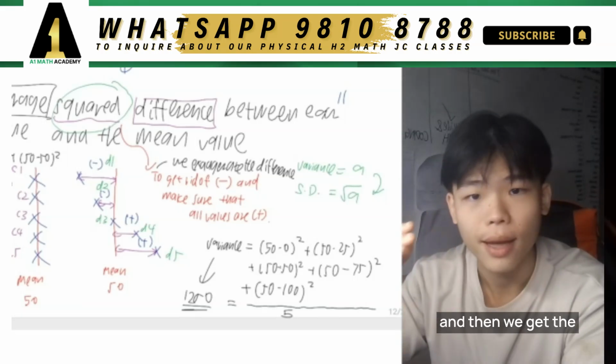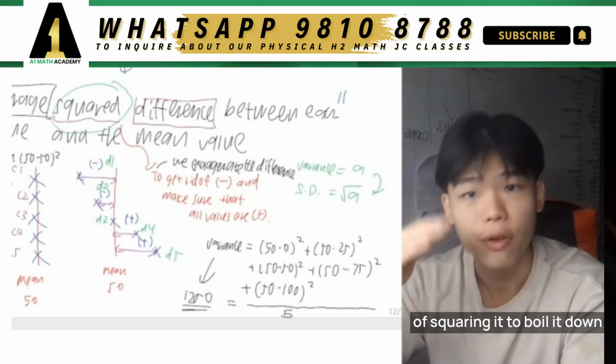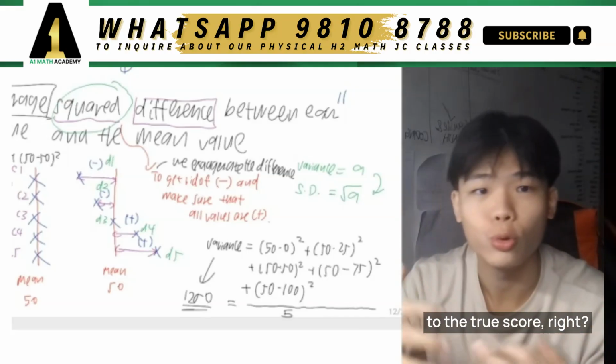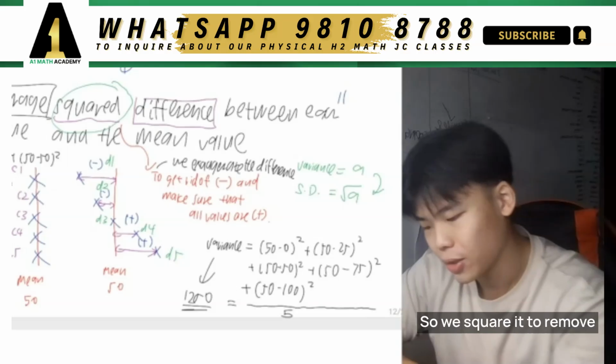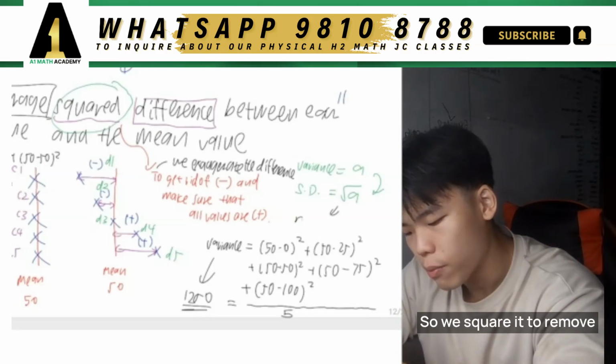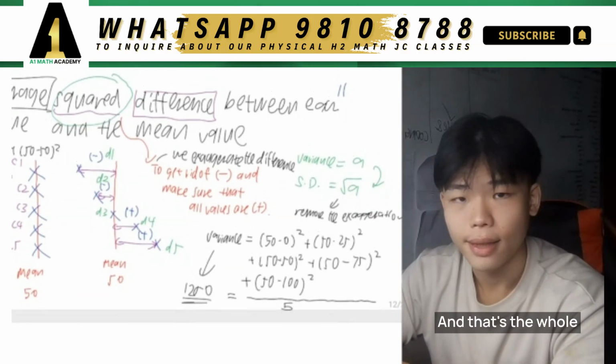So after we do it and get the final variance score, we then reverse the effect of squaring it to boil it down to the true score. And that's the standard deviation. So we square root it to remove the exaggeration. Okay, you can just think of it that way. All right, and that's the whole idea behind it.